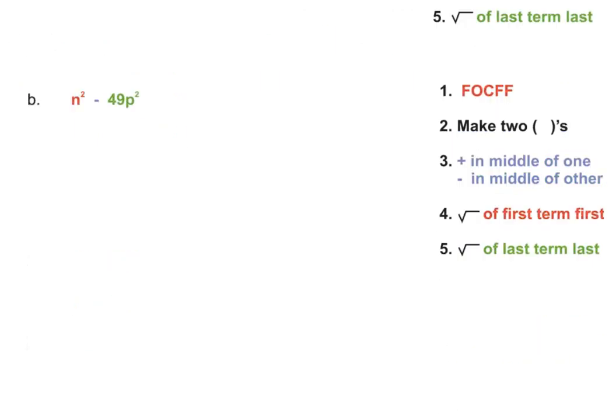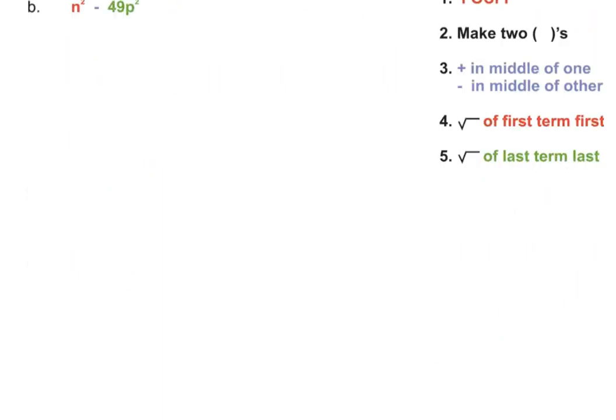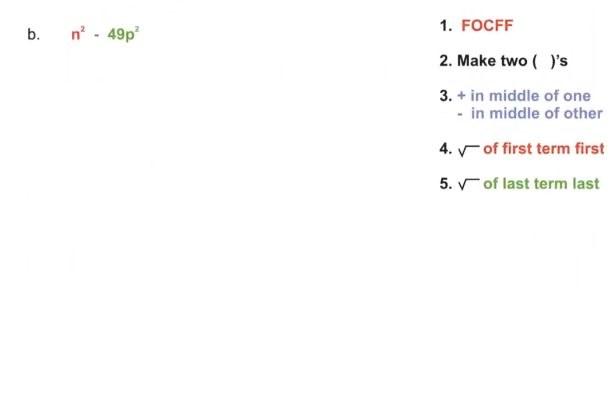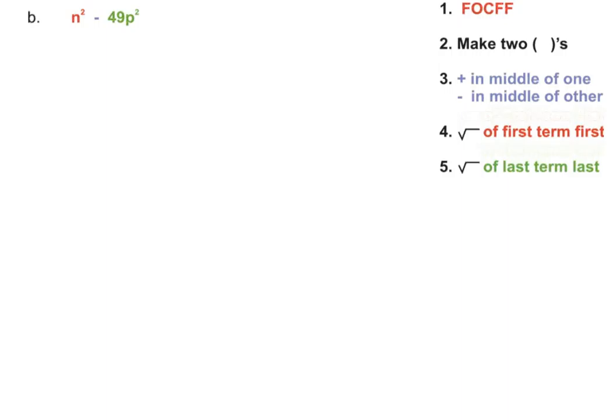So here's another variation. Can I show you every variation? No, but I can show you a few. So now we got an n squared minus 49p squared. It is a difference of two squares. It's got a negative in the middle. The front's a square and the back's a square. Okay. So I'm going to factor out common factors first, and there are none. Therefore, I'm going to do my two parentheses.